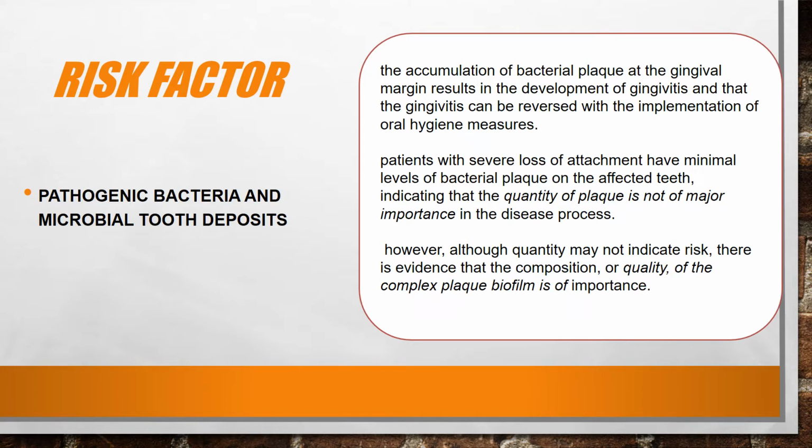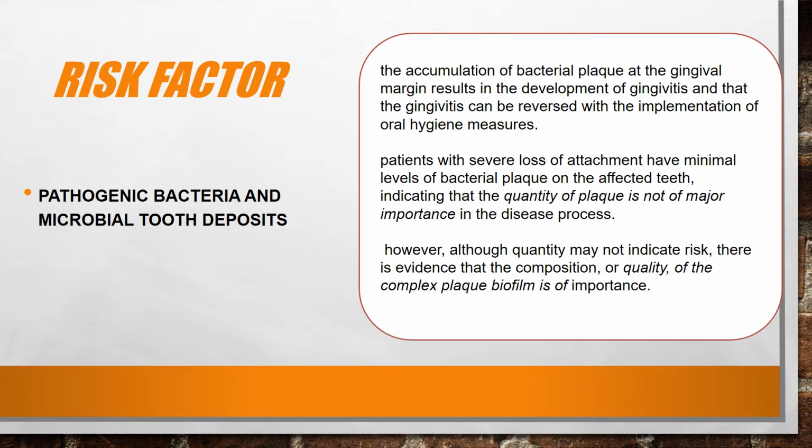Then comes pathogenic bacteria and microbial tooth deposits. So pathogenic bacteria: the accumulation of bacterial plaque at the gingival margin results in the development of gingivitis, and the gingivitis can be reversed with the implementation of oral hygiene measures. That is, not all bacteria could influence inflammation, gingivitis or periodontitis.